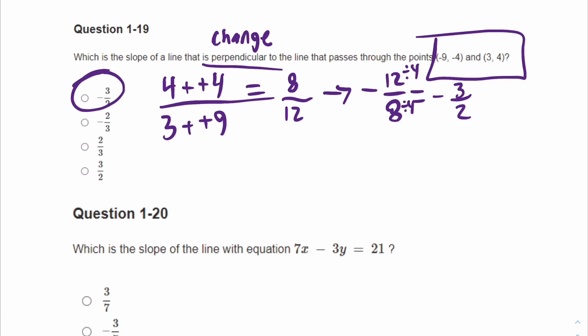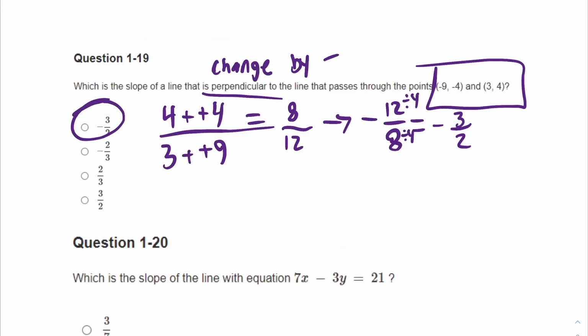The first answer. Slope should be no big deal. Just subtract the y's and subtract the x's. Perpendicular should be no big deal. You change the sign and you flip the numbers, which is called a reciprocal.